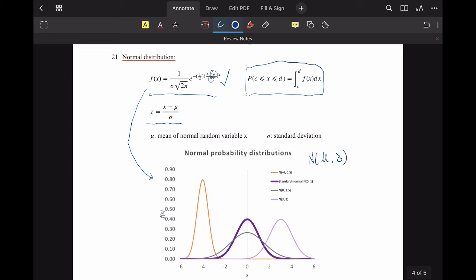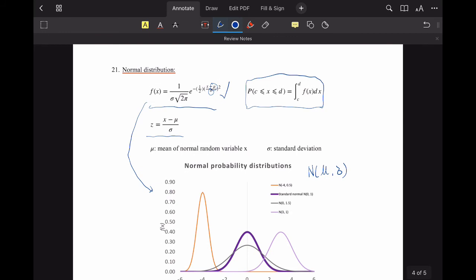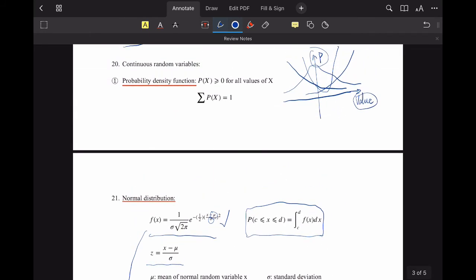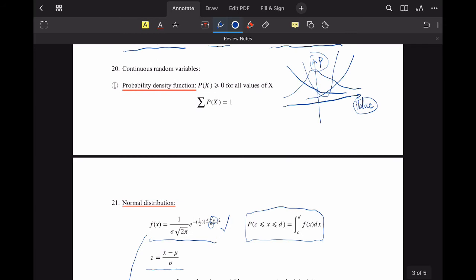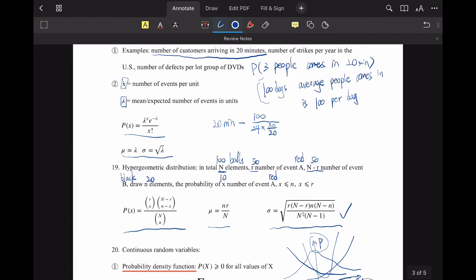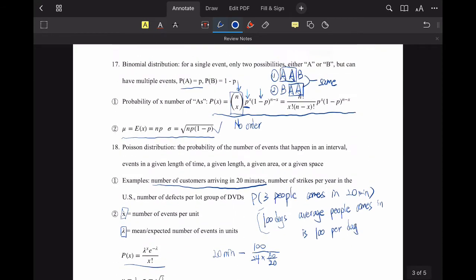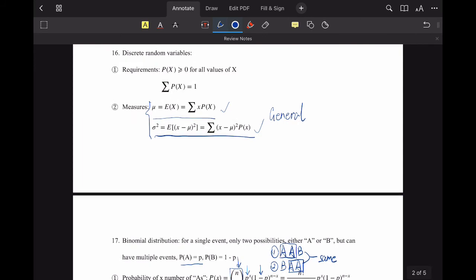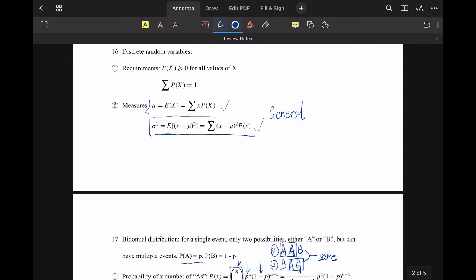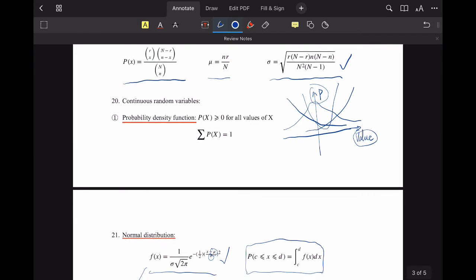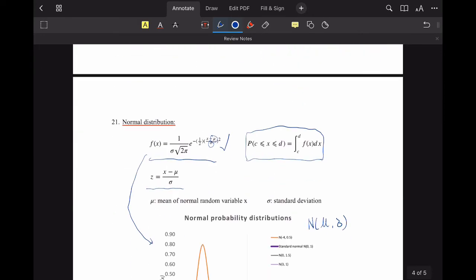Remember I mentioned here the probability density function, right? The x-axis is about value. The y-axis is about probability. These 2 equations don't help too much if we want to calculate probability. So let me put it this way.